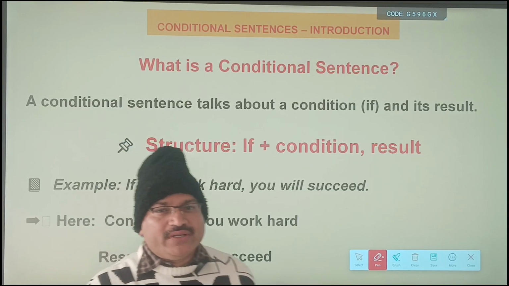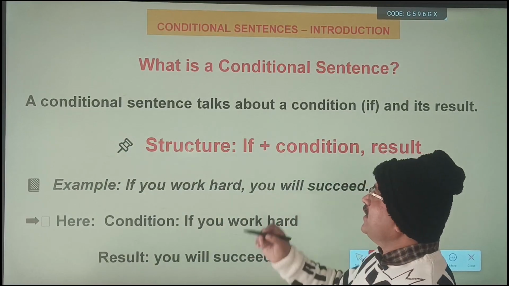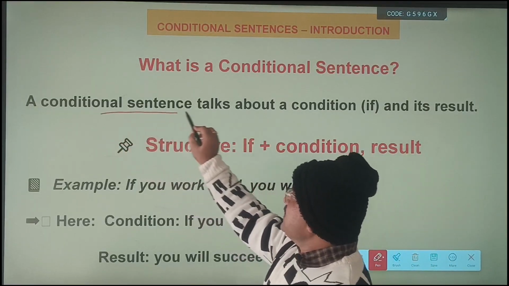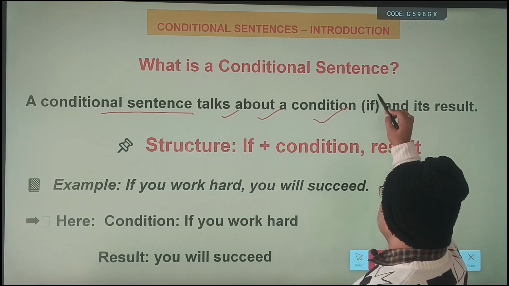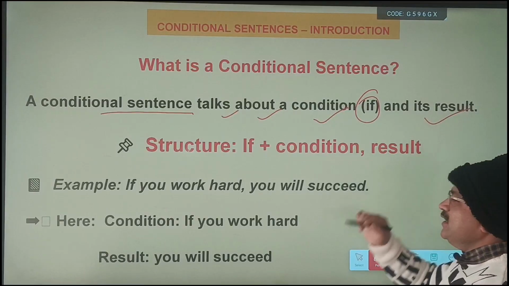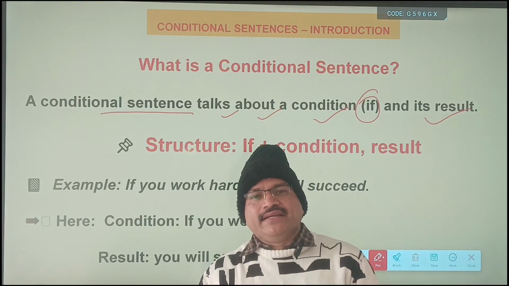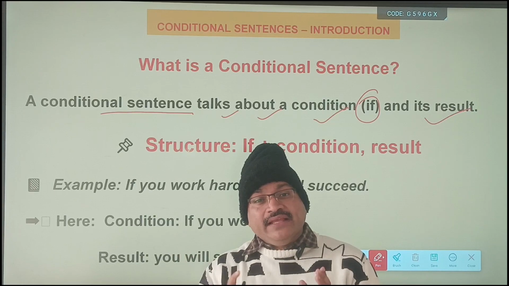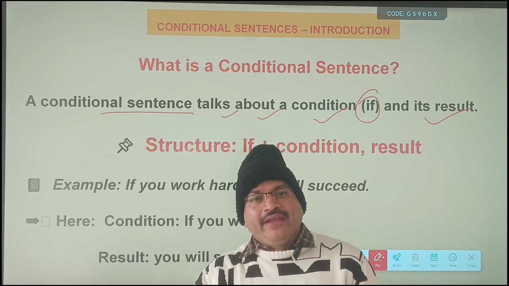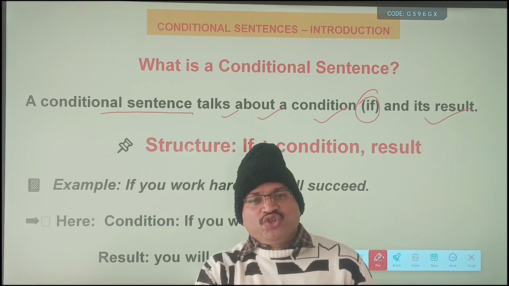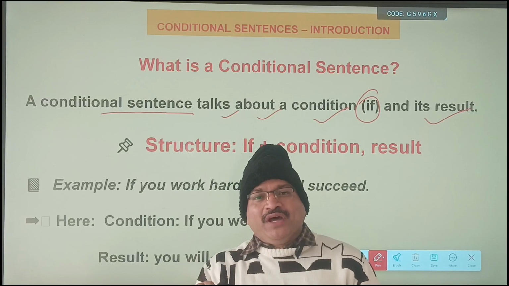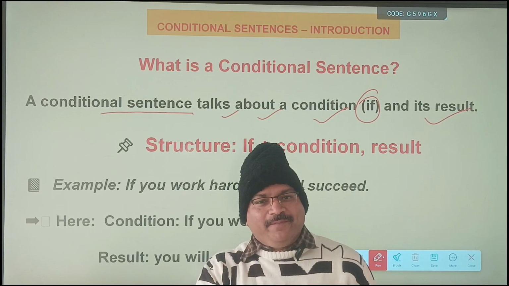What is a conditional sentence? Let us understand. A conditional sentence talks about a condition, if, and its result. In simple words, a conditional sentence is a sentence with a condition. There is a condition followed by its result. So condition and result, and both are separated by a comma.